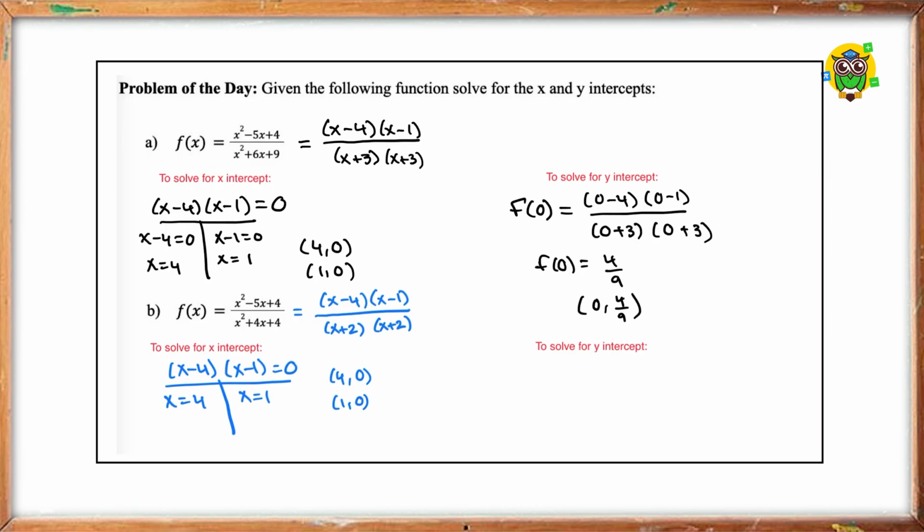Now we can solve for our y-intercept, where we are going to replace all of our x's with 0. So we have 0 minus 4 times 0 minus 1 over 0 plus 2 times 0 plus 2. And we find out that f of 0 is equal to 4 over 4, which is equal to 1. So our y-intercept is at (0, 1).